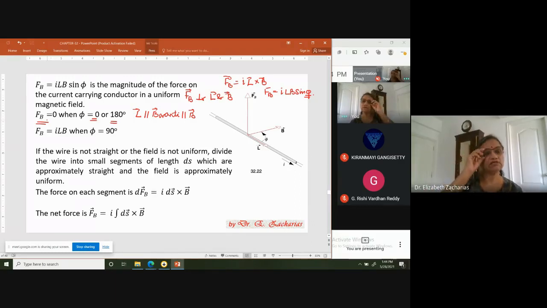Then next thing, when can you see the maximum force on a current carrying conductor? You can get a maximum force on a current carrying conductor when you put your current perpendicular to the magnetic field. When the current is perpendicular to the magnetic field, the angle is 90, sine of 90 is 1, and the force is a maximum, it is ILB.